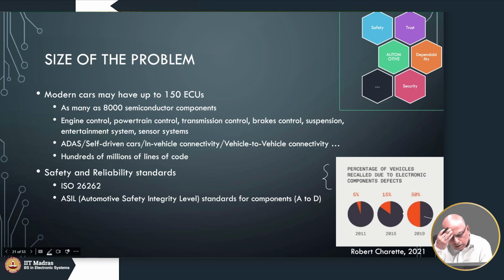So that is the reason why the companies are worried about these quality issues in electronics. And see, almost 8,000 components apparently get into one electric vehicle, and they are doing all these things: engine control, powertrain control, transmission control, brakes control, suspension control, entertainment or infotainment, sensors. Everything is electronics. So that is the reason why you may have many electronic components.